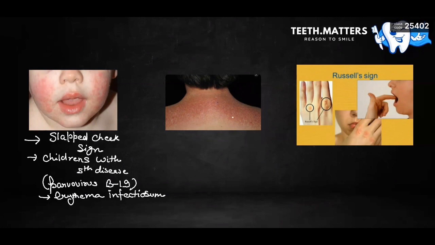Now, the next sign is shawl sign. It appears like a shawl, when we put our shawl on the neck from the back, it appears like this. So it is known as shawl sign. It is seen in patients with dermatomyositis. Recently, an actress from the Aamir Khan film Dangal died due to this dermatomyositis.